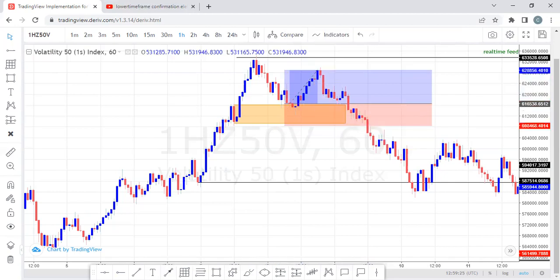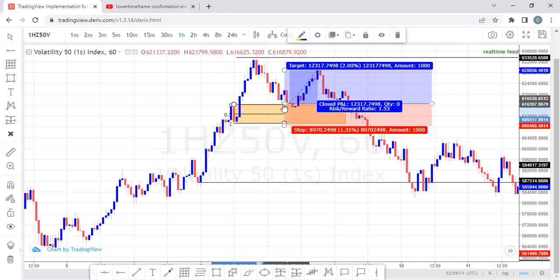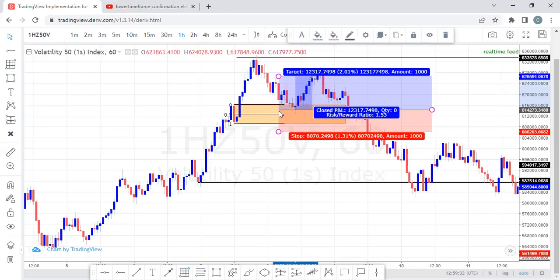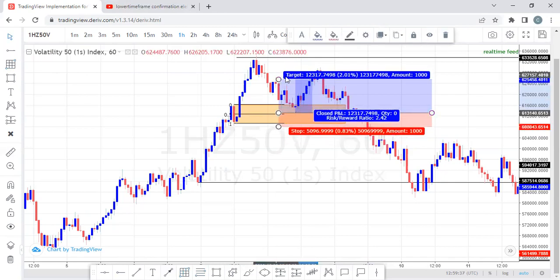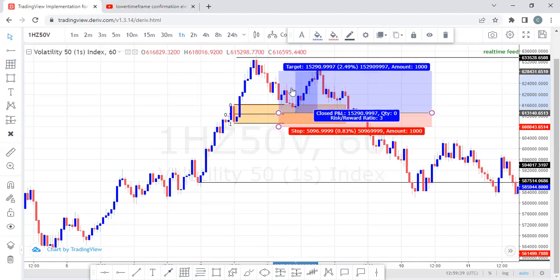Let's assume you play the 50%, right? Maybe you brought out your Gann box too, and then you play the 50% of this. So you'd have played somewhere around here, stop loss still below. You'd have made a perfect 1:3.